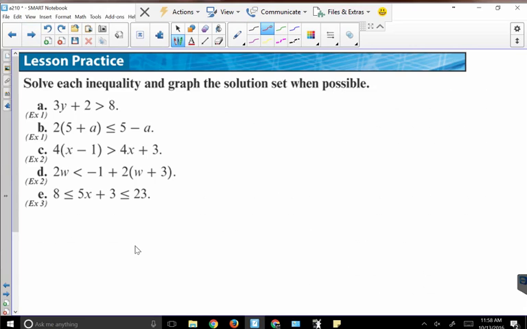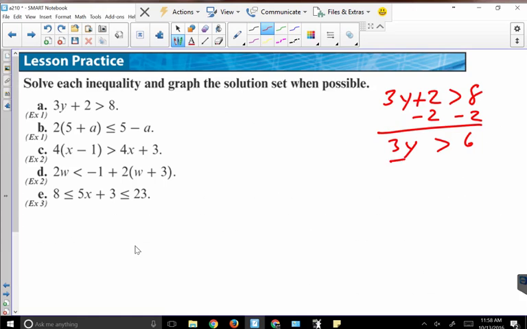So for this one, I've got 3y plus 2 greater than 8. Subtract 2, and I end up with 3y greater than 6. Divide by 3, and I get y greater than 2. So, I put the graph down here at 2, open circle, shade it up that way. Am I right? Okay. Good.